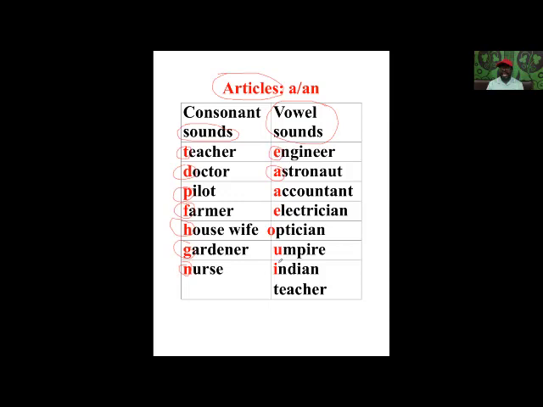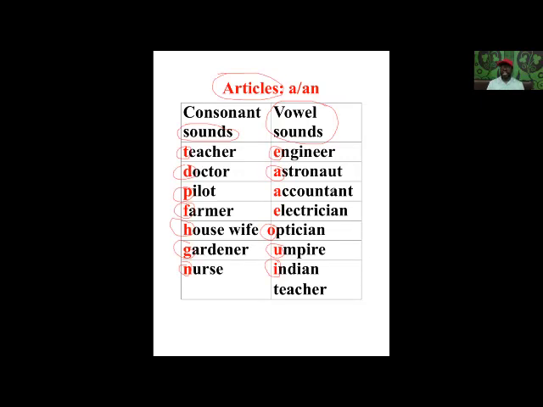A, E, I, O, U. These are called vowel sounds. The quickest way to remember them is to say A, E, I, O, U. Those five letters are called vowel letters. A, E, I, O, U. Those are called vowel sounds.